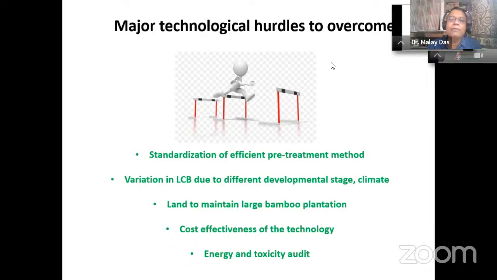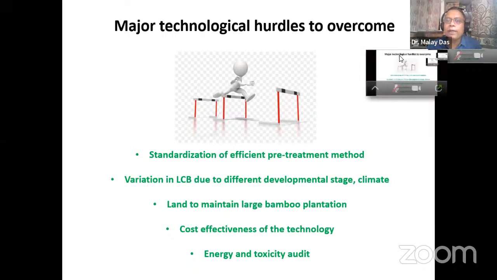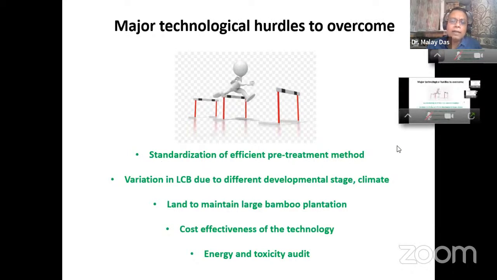But the thing is, there are a lot of hurdles to overcome. Of course, science sometimes sounds like a fantasy story, but in reality it is not. These are the many hurdles that we need to address, like standardization of an efficient pretreatment method. There are different factors like developmental stage and climate, and how they affect the lignocellulose content of the bamboo plant. We have to find big land to maintain such a large bamboo plantation, and then we have to calculate the cost effectiveness of the technology, because at the day's end, if your technology is very expensive, nobody is going to buy it. And for that we also have to think about the environment, the sustainability, the green energy, and that is why you need to think about the energy and toxicity audit. These are the kind of things that we are pursuing at the moment.